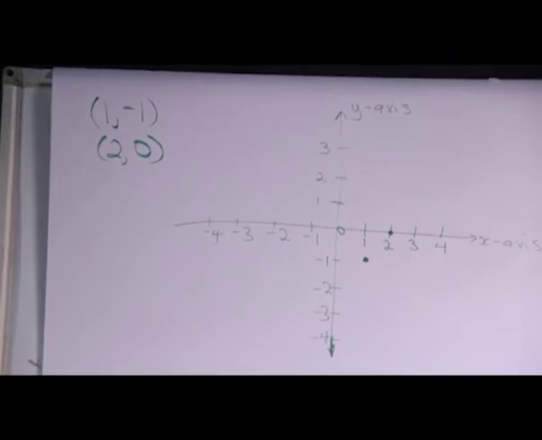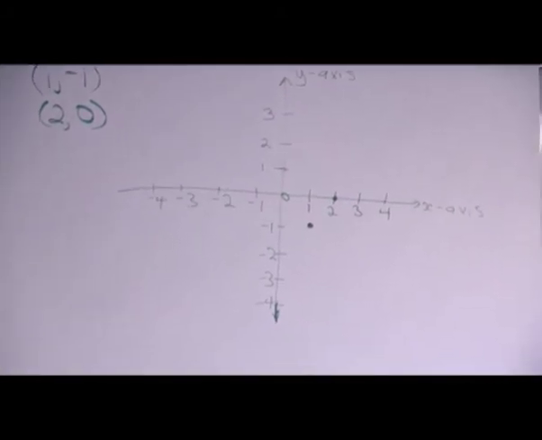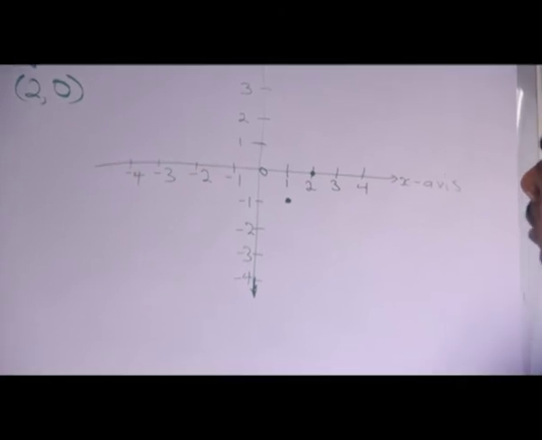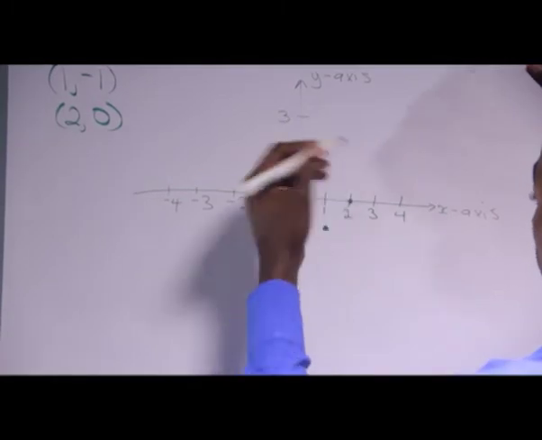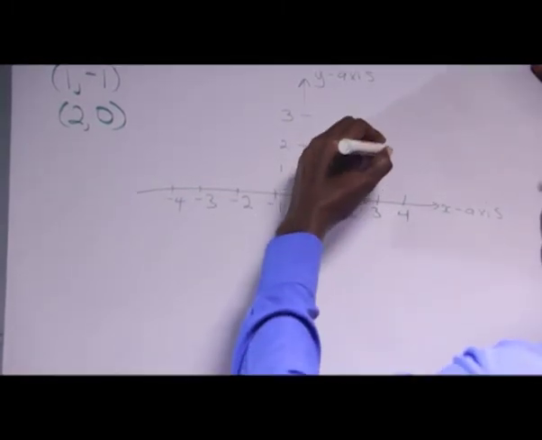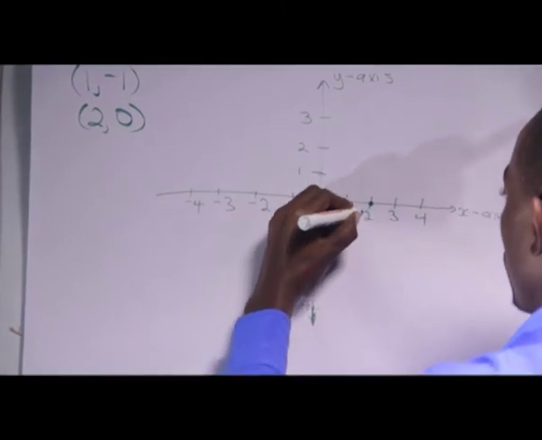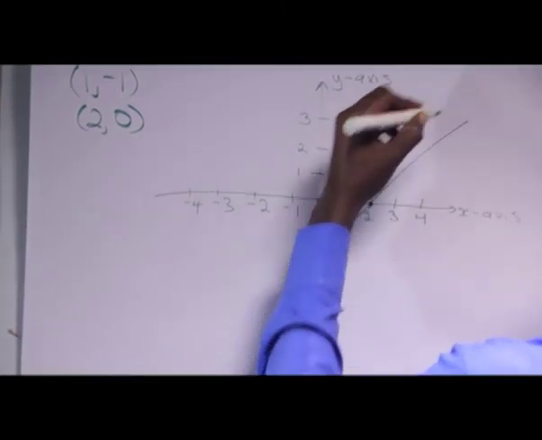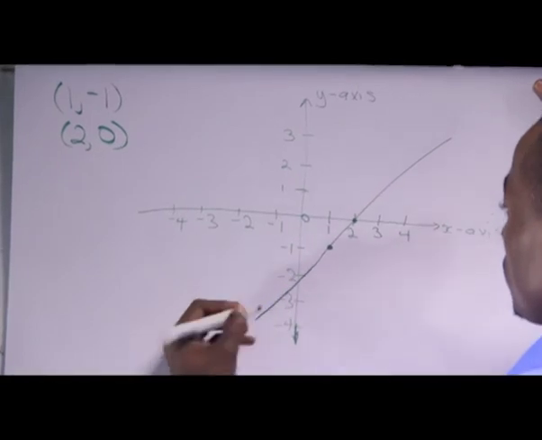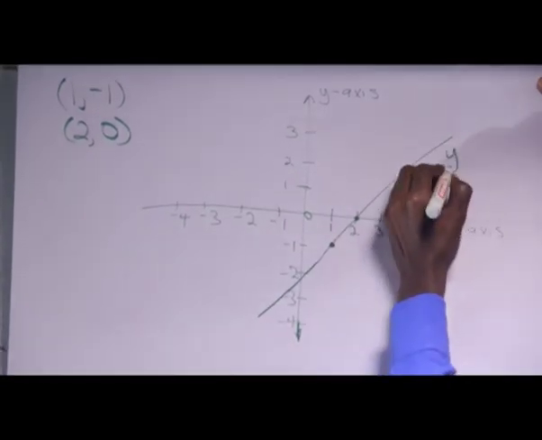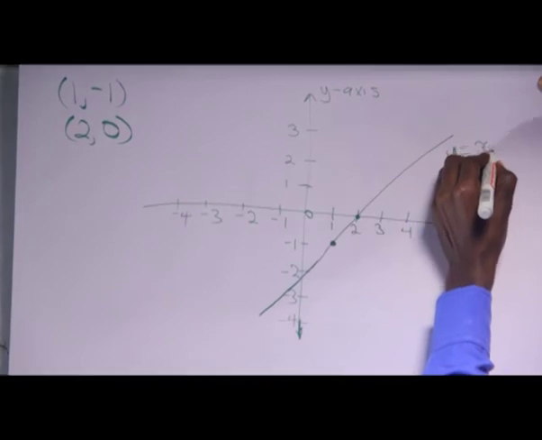Okay, for convenience, let us plot all the different points. So I have 1, negative 1, 2, 0. Okay, for the sake of time, we shall just add these 2. Then after you've plotted the 2, you draw a line that passes through the 2 points, like that. So this line is the line y is equal to x minus 2.